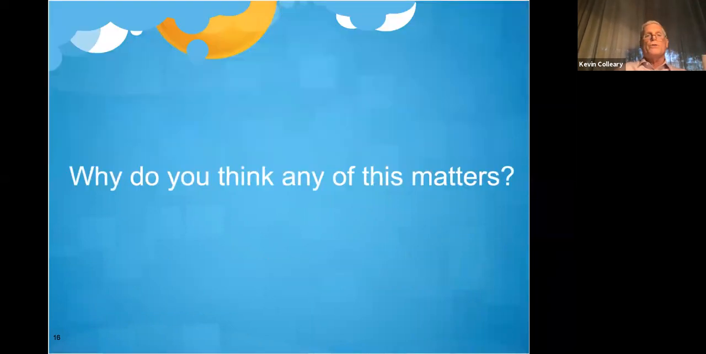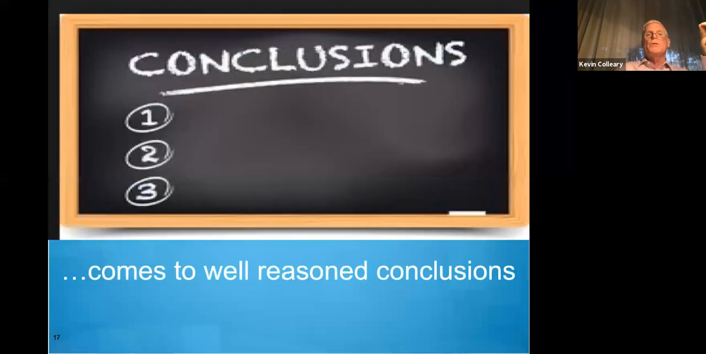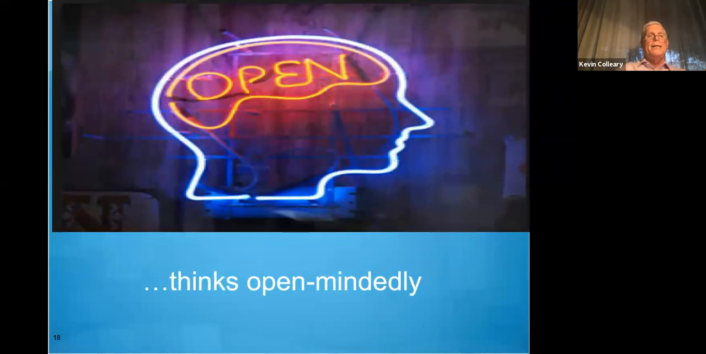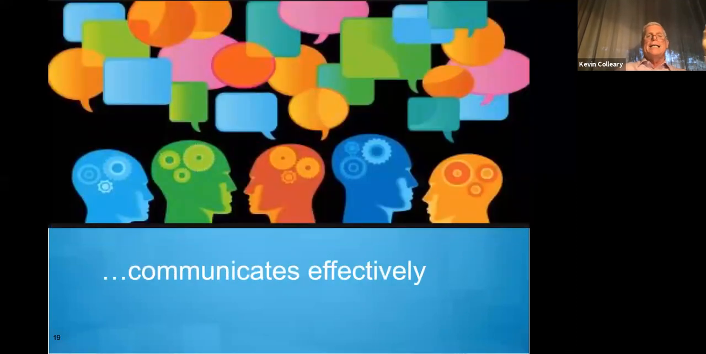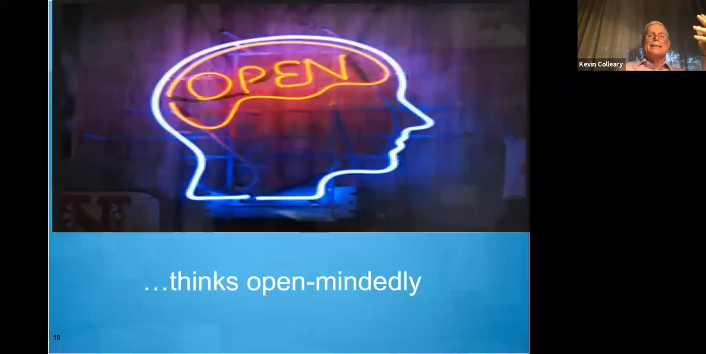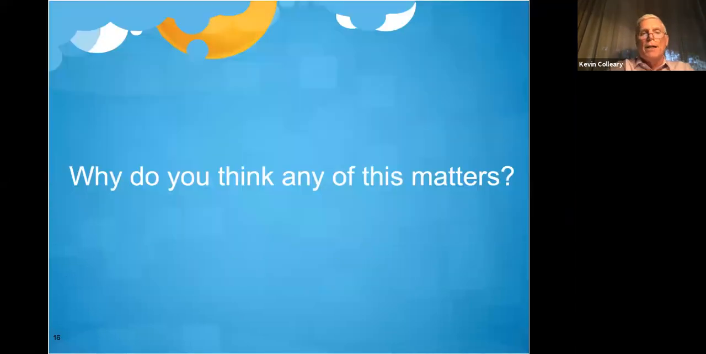And then before we go to the third, I just want to ask you to think as we move forward on this, and I'll come back to this question. Why do you think, or do you have any ideas about why you think any of this matters? So the third is they come to well-reasoned conclusions. The fourth is that they're open-minded. And then the fifth, again, is that they can communicate.